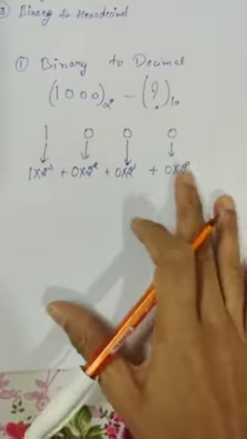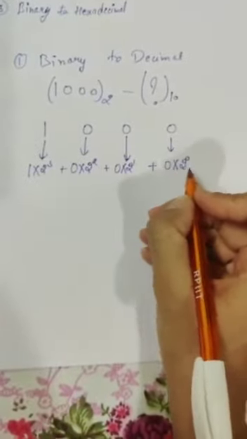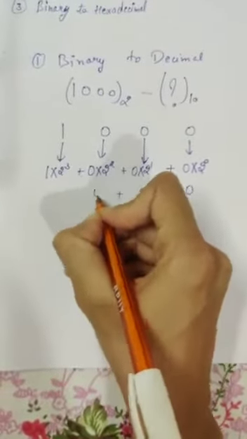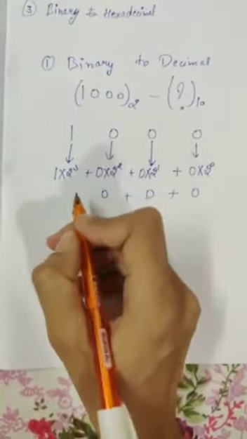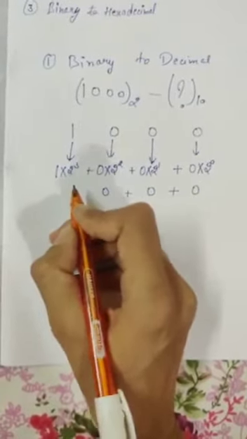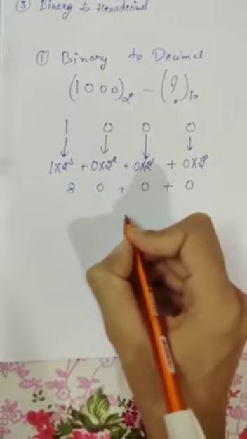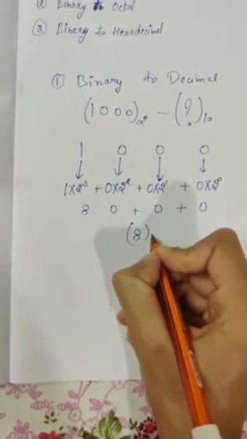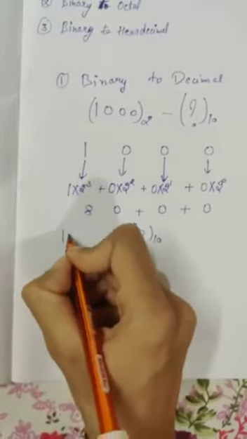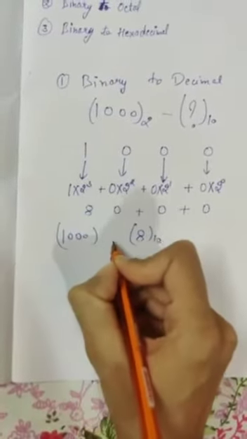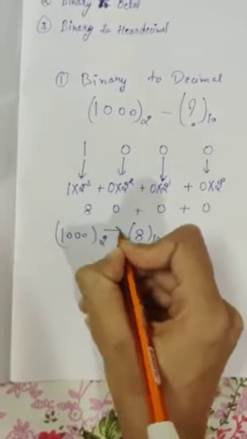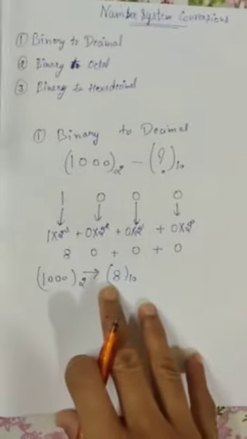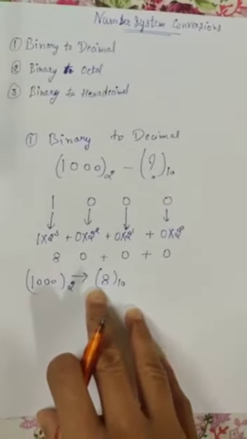So here, when we multiply any digit with 0, the result is 0. So 0 plus 0 plus 0, and 2 raised to power 3 is 2 into 2 into 2: 2 into 2 is 4, 4 into 2 is 8. So our output is 8 and the base of the decimal number is 10. So the binary number 1 0 0 0 is converted into the decimal number, and the value is 8. This is how we can perform binary to decimal conversion.